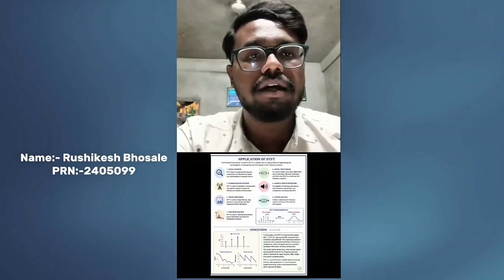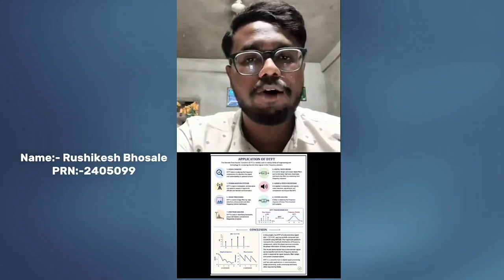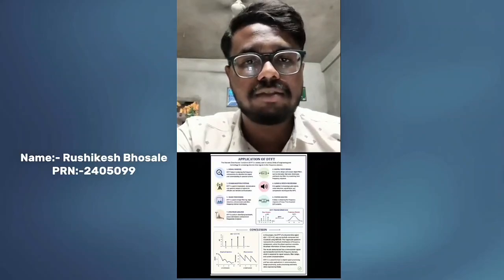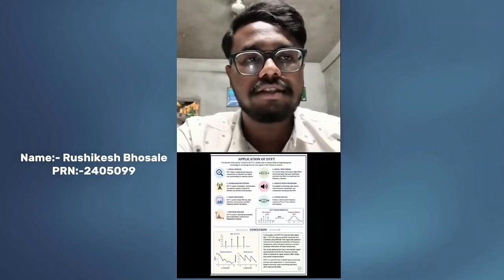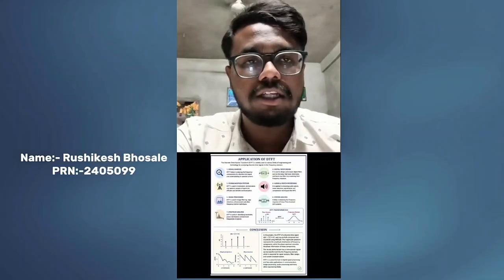Communication systems: the DTFT is used in modulation, demodulation, and spectral analysis of signals for efficient transmission. Audio and speech processing: it helps in analyzing sound signals, noise reduction, and compression techniques like MP3. Image processing: used in edge detection, image filtering, and enhancement techniques. System analysis: DTFT helps in determining the frequency response of linear time invariant, LTI, systems. Spectrum analysis: useful in identifying bandwidth and power distribution.